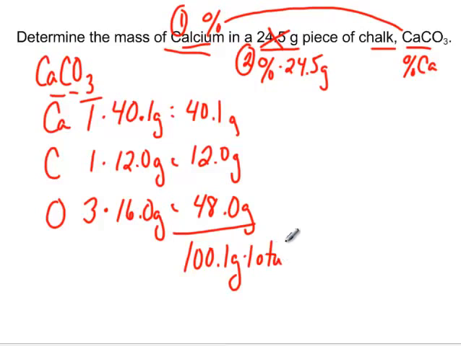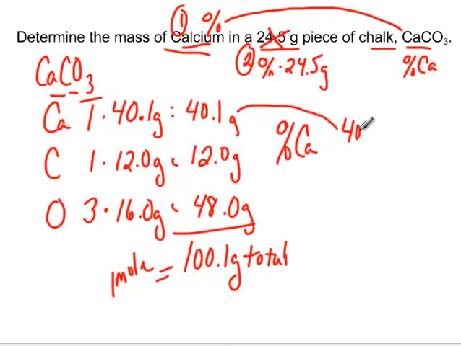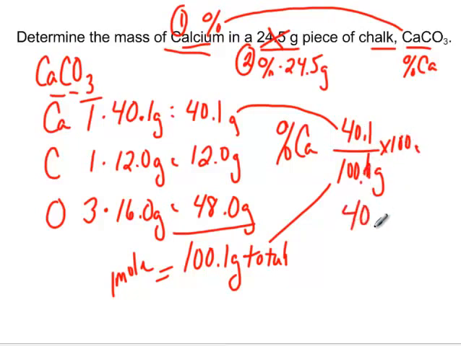This is our total. So if we had 1 mole of calcium carbonate, it would have a mass of 100.1 grams. So what we're going to do now is figure out the percent of calcium in this compound. So we take the mass that's calcium, 40.1, and we divide it by the whole thing, 100.1, and multiply it by 100, of course. If we do that, these numbers basically cancel out, and it comes out to 40.1% calcium.